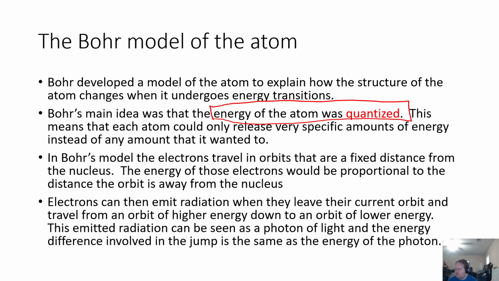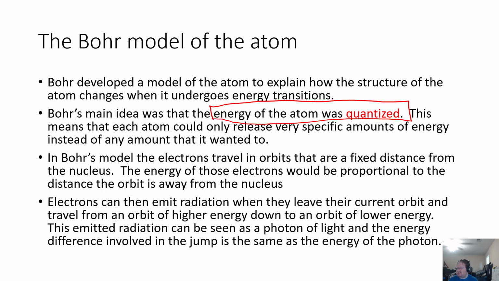In Bohr's model, this is the part that's not quite right now, but it'll work well enough for us to understand this idea, the electrons travel in orbits that are a fixed distance from the nucleus. So the energy of those electrons will be proportional to the distance the orbit is away from the nucleus, since as it gets further away, it's going to feel a less strong pull. Remember, these electrons are negative, and the nucleus has a bunch of protons that are positive in it. So if you change the distance between them, you change that electrostatic attraction.